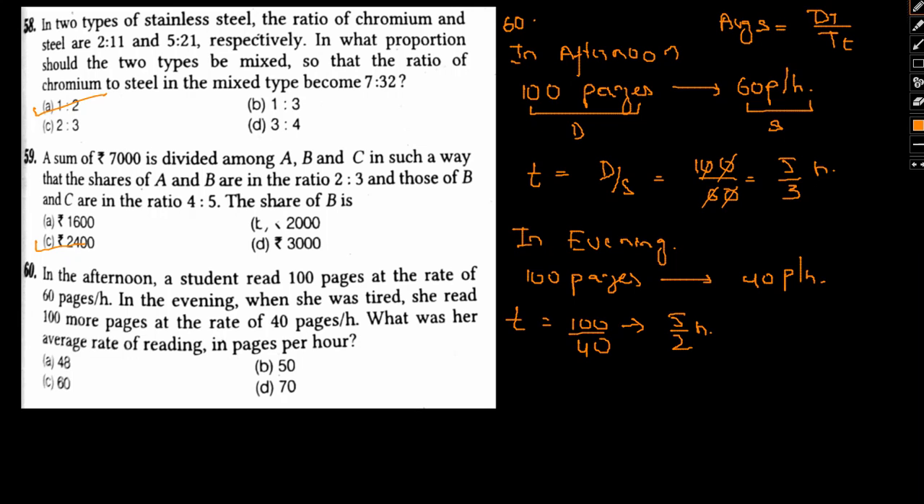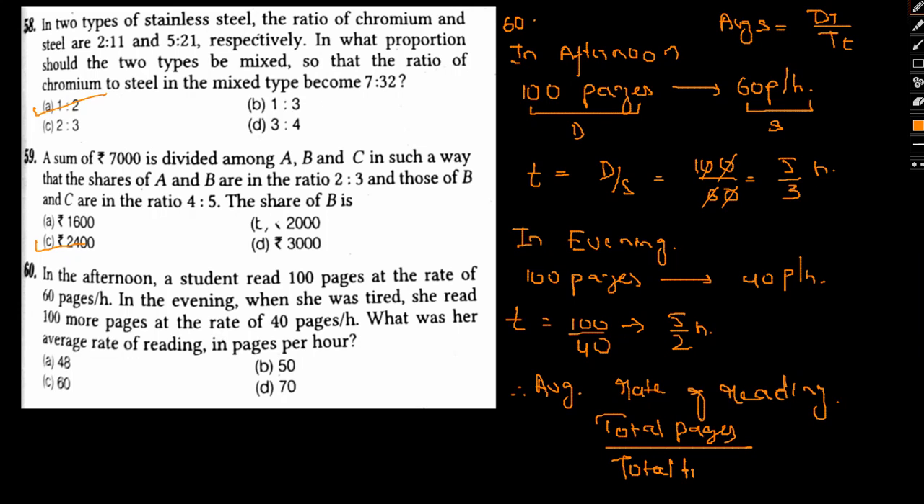Okay, so what were we asked? The average rate of reading. In terms of total distance we have total pages by total time, that is total pages 200, time is 5 by 3 plus 5 by 2. This would come out to be something like 48 pages per hour. Okay, option A will be our answer.